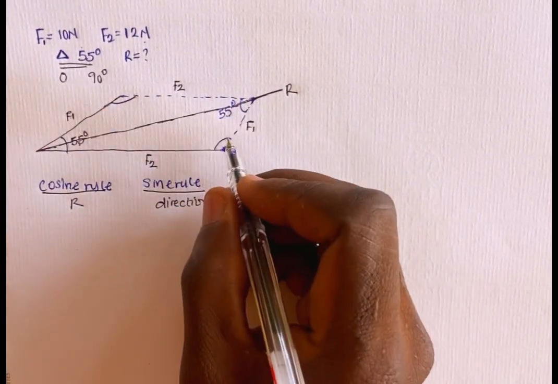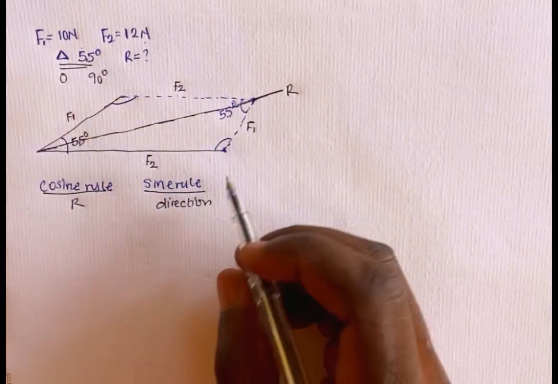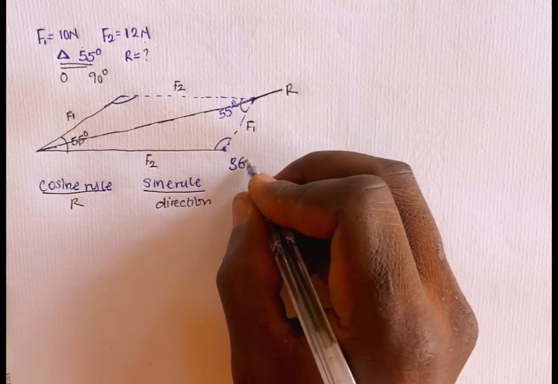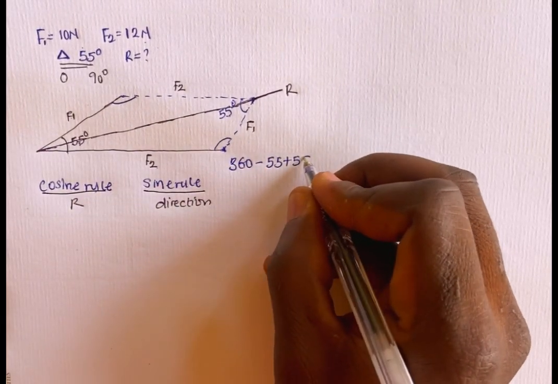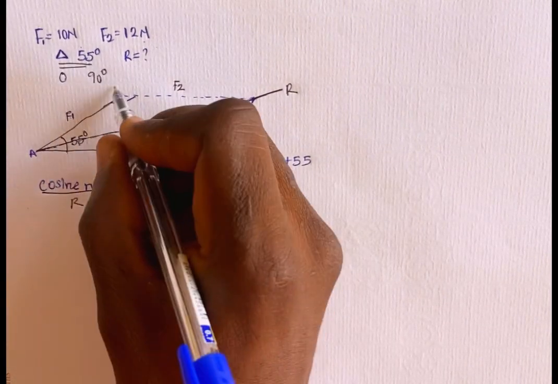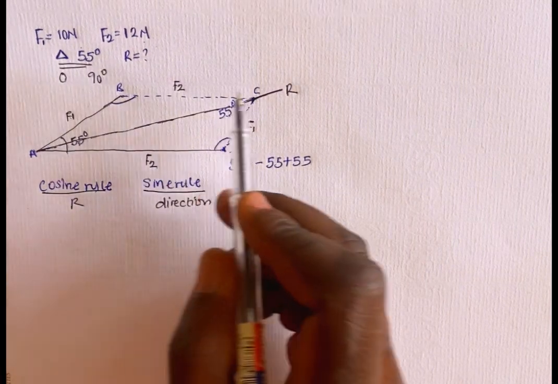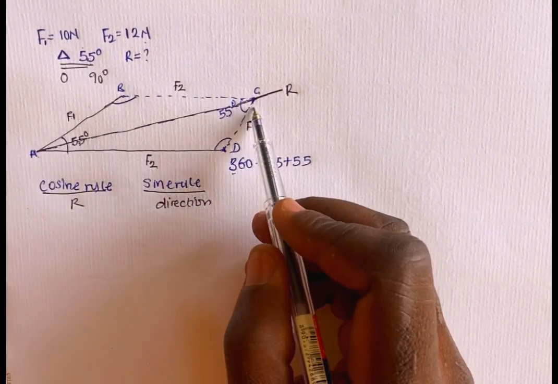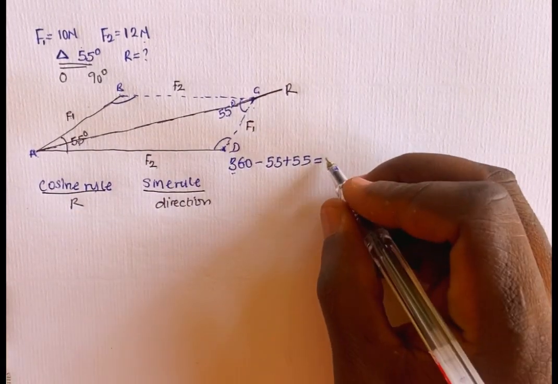That means since I know that the sum of all the angles on a parallelogram must be equal to 360, then I'm going to have my 360 minus 55 plus 55, which is angle A, B, C, and D, right? A plus B plus C plus D must be equal to 360, right? But I'm given A and C. That means I'm going to subtract this from 360.